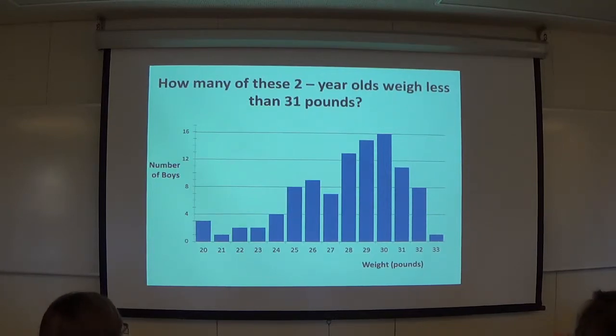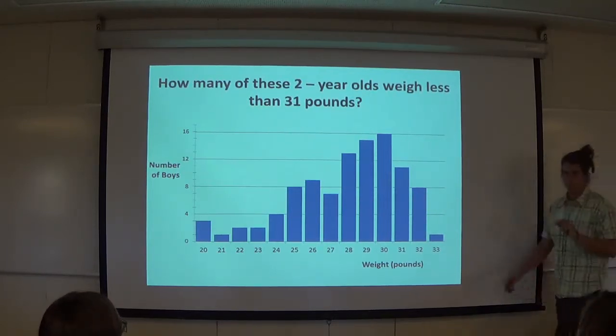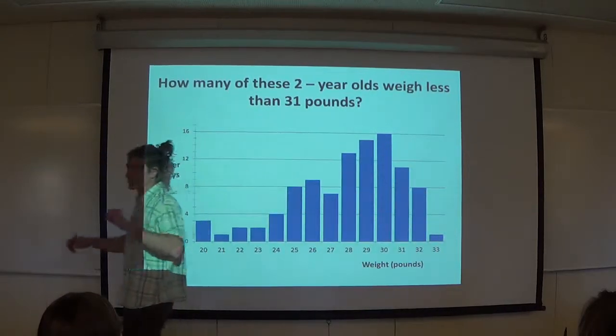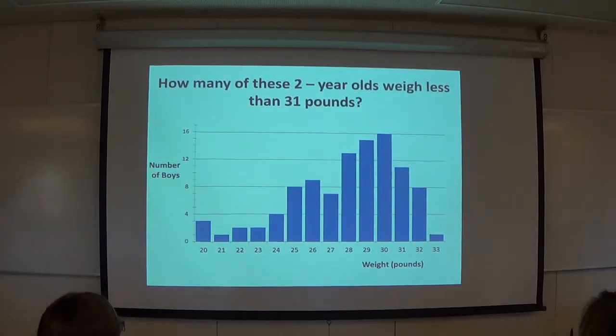You ready? Do it one more time. Now go less than 31 pounds. 8, 9, 91. Oh, less than 31. Don't count the 31s. So take out those 11, Madeline. You did 91. Just take out the 11 that are at 31, and you come up with 80.